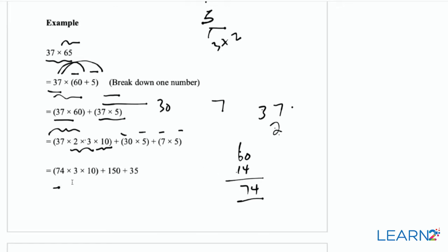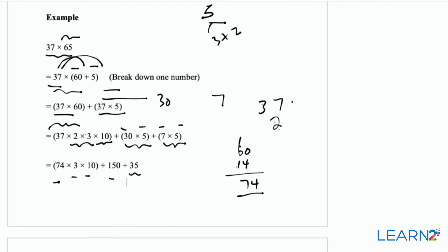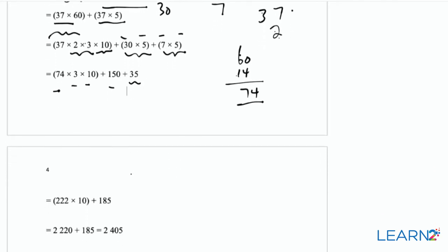We've got times the 3 times the 10. What is 30 times 5? It's 150. What is 7 times 5? 35. You need your times table, or I guess you could use a calculator. Now how do we do this? What is 74 times by 3 and then times by 10? Well, let's go and see.